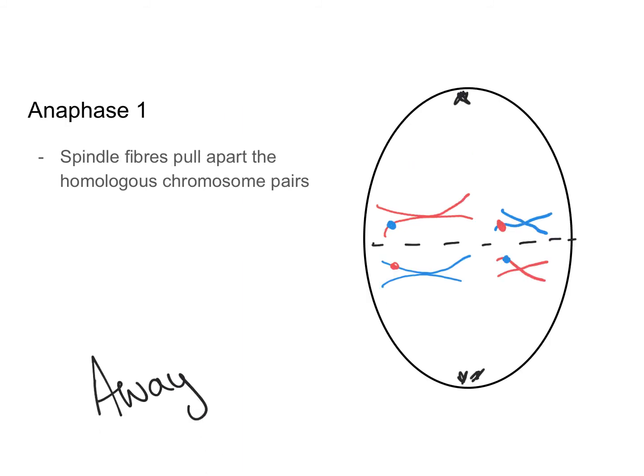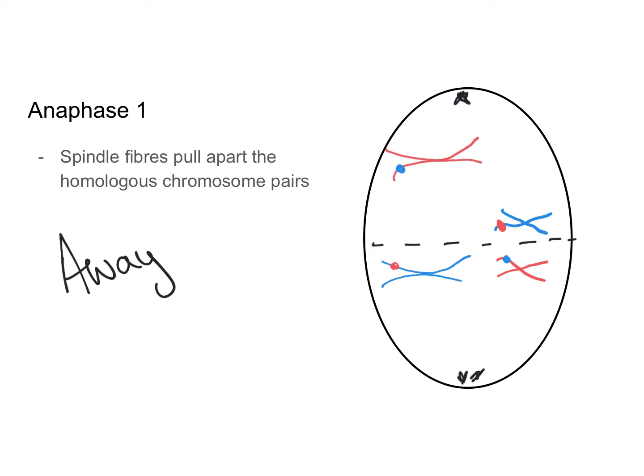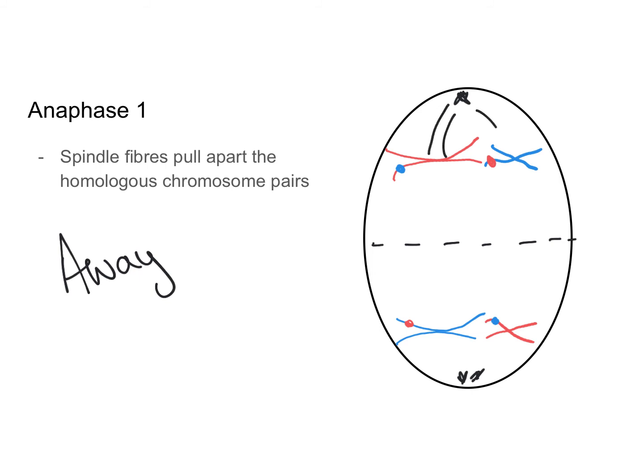So A for away in anaphase 1. Now the spindle fibers, which I will draw in a second, have attached themselves to the chromosomes and are now separating the tetrads. So one homologous chromosome is pulled to one side while the other is pulled to the other side. And this is done by the action of the spindle fibers.